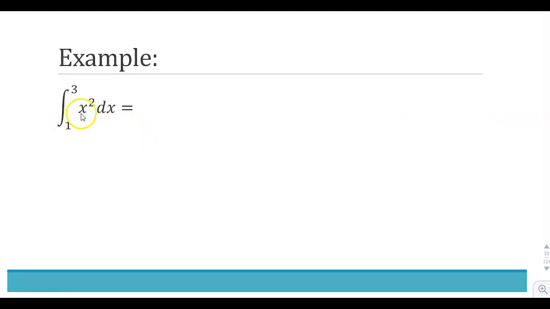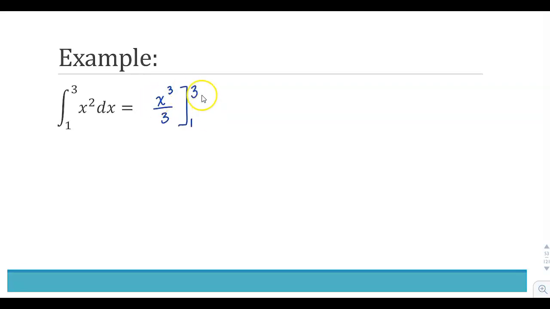So the integral from 1 to 3 of x squared dx. Previously, this is a definite integral. We could approximate using rectangles, or we could use the limit definition of a definite integral to find the exact area under the curve using the limit of Riemann sums. But now we have the Fundamental Theorem of Calculus, which says that I can take the antiderivative of x squared, which is x cubed over 3, and evaluate this on the interval from 1 to 3.